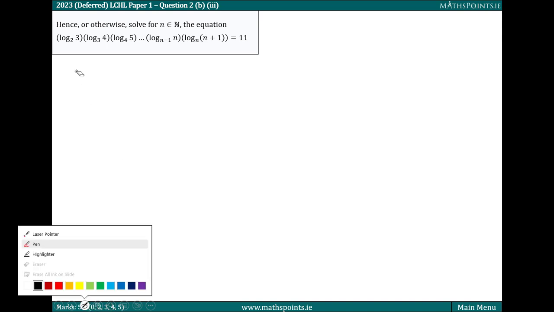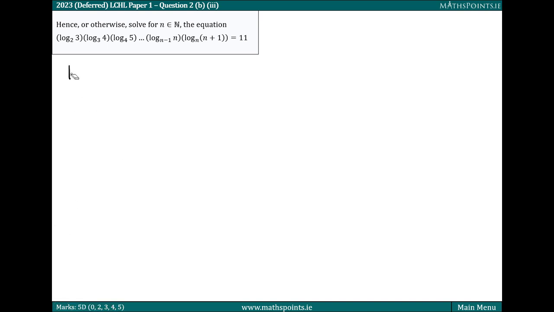So I'm going to write out this equation that I have, but I'm just going to add in a couple of extra terms just to show more clearly what's happening. So we have log 3 base 2, multiplied by log 4 base 3, which is multiplied by log 5 base 4. And that would be multiplied by, we can see that the argument increases by 1 and the base increases by 1, and maybe we'll just do one more again just for emphasis.